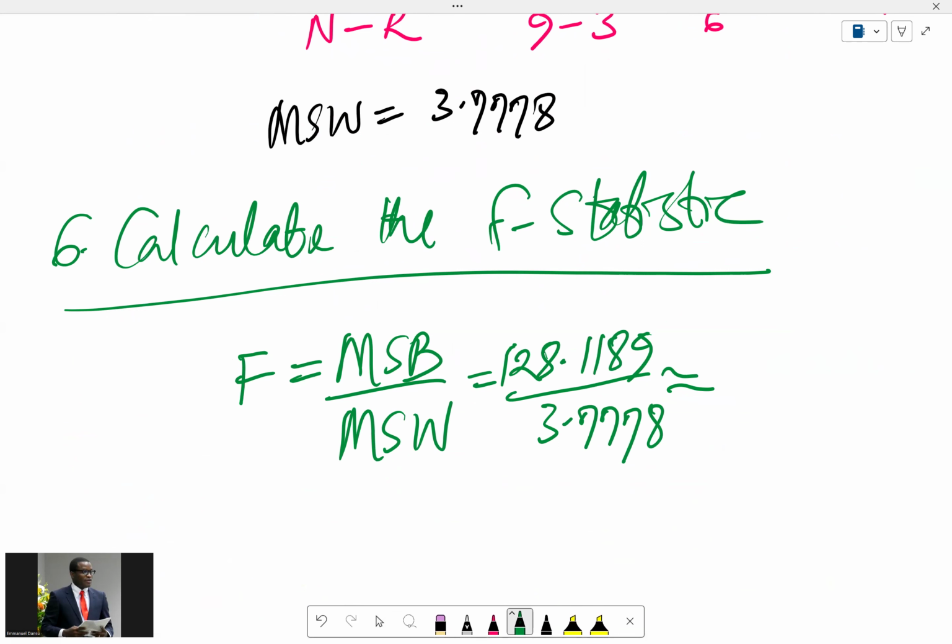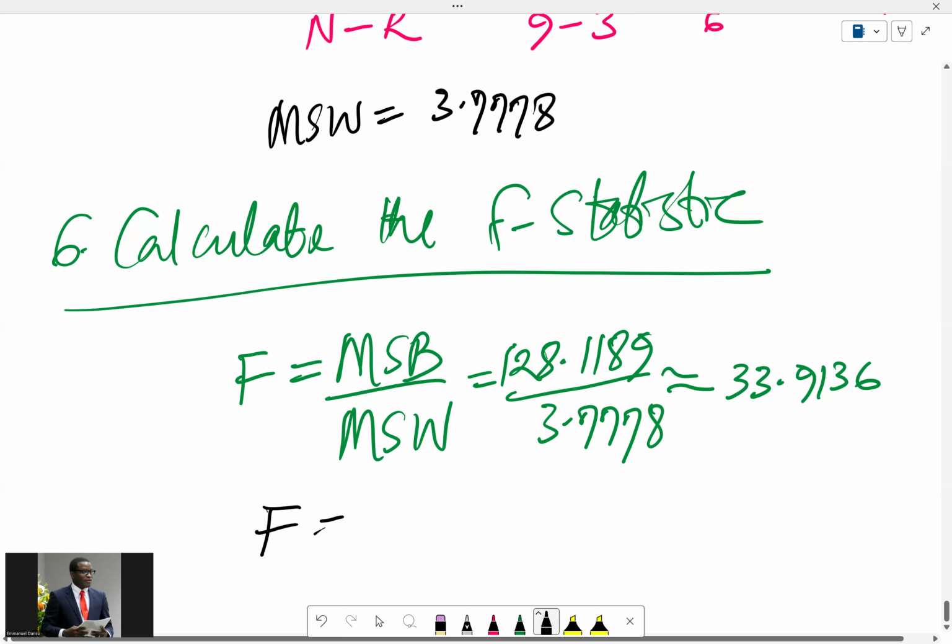128.1189 divided by 3.7778 is approximately 33.91, more precisely 33.9136. So finally, we have our F statistic. F is 33.9136. So that is step 6.